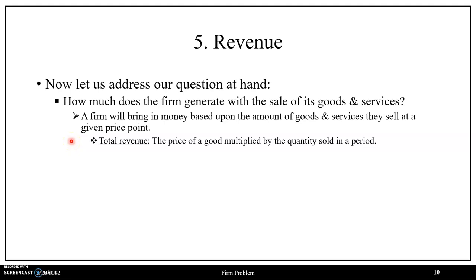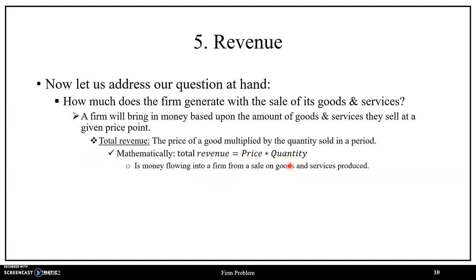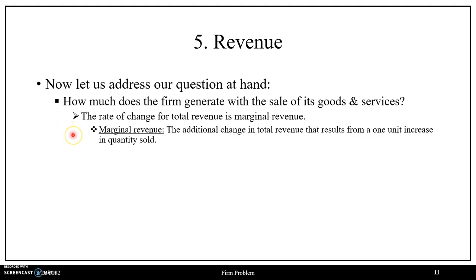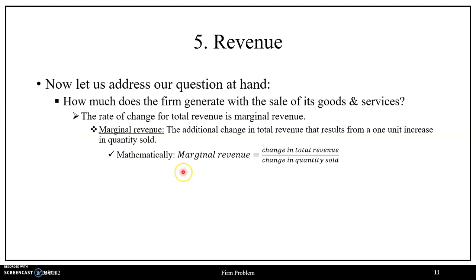That is, the price of a good multiplied by the quantity sold in a period, where mathematically total revenue is just going to be price times quantity, where this is going to be money flowing into a firm from a sale on goods and services produced, where additionally it will have a rate of change, much like total cost did in the form of marginal cost, where the rate of change for total revenue will be marginal revenue. That is, the additional change in total revenue that results from a 1 unit increase in quantity sold, and mathematically it's going to be the change in total revenue divided by the change in quantity sold, and as mentioned is the slope of total revenue.